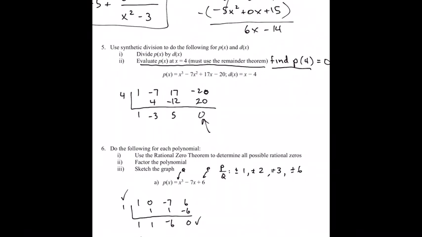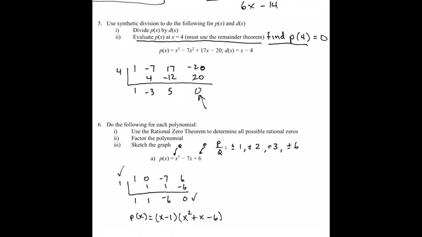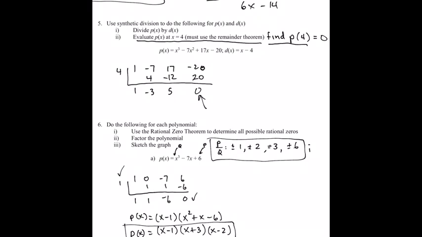So I know that p of x equals x minus 1 times x squared plus x minus 6. That comes from here. And then that factors further. This quadratic factors into x plus 3, x minus 2. Remember though, these quadratic factors don't always factor so nicely. If they don't factor, then you need to use the quadratic formula. So this was the answer for part 1. This is the answer for part 2.